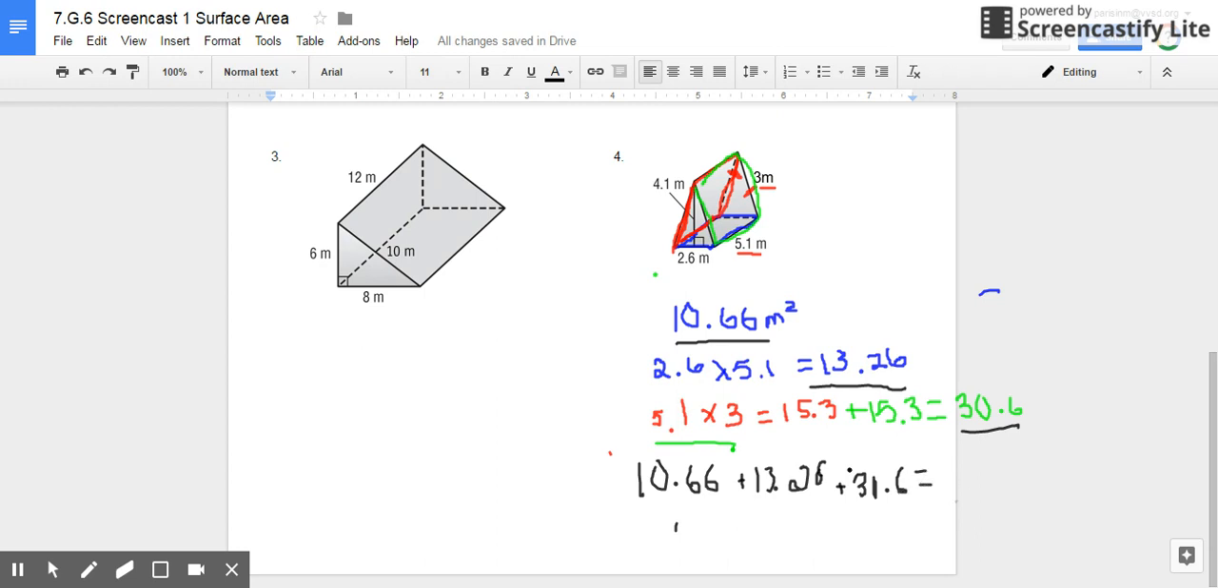And then I'm just totaling all of those up to find my total surface area of the entire triangular prism. And then I got 54 and 52 hundredths. Please check my work with your calculator. And then I got meters squared because we were talking about area. So then that is going to be our final answer.